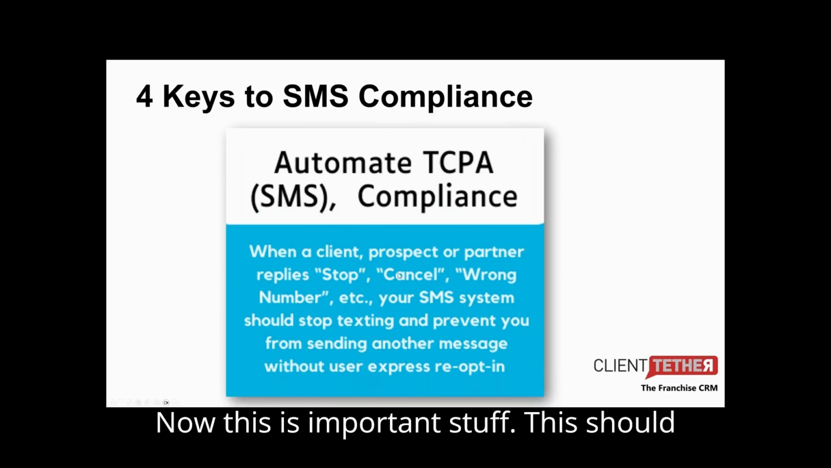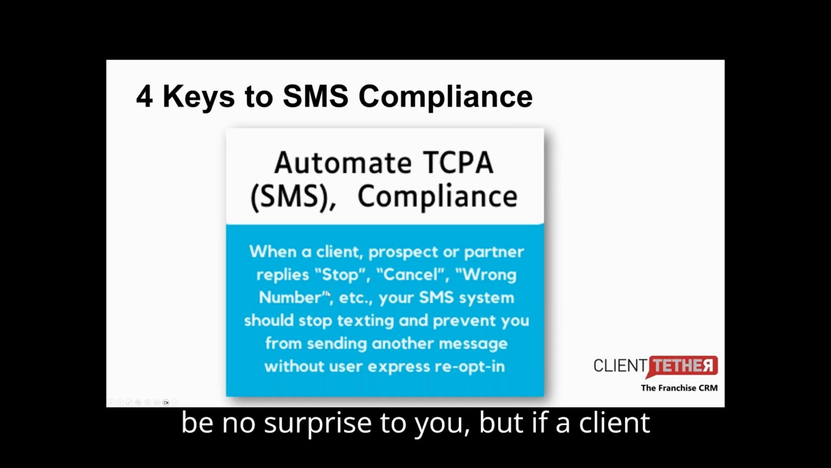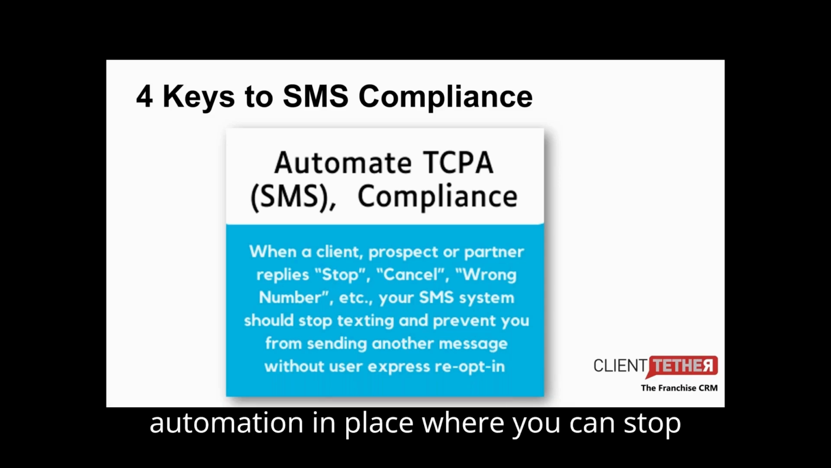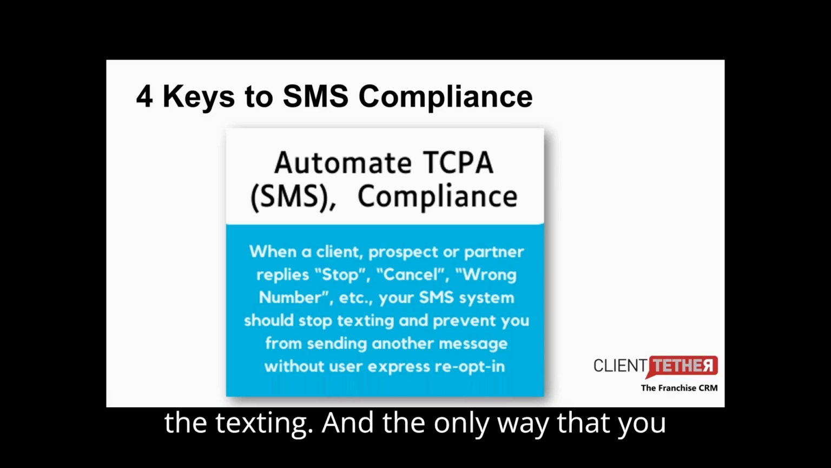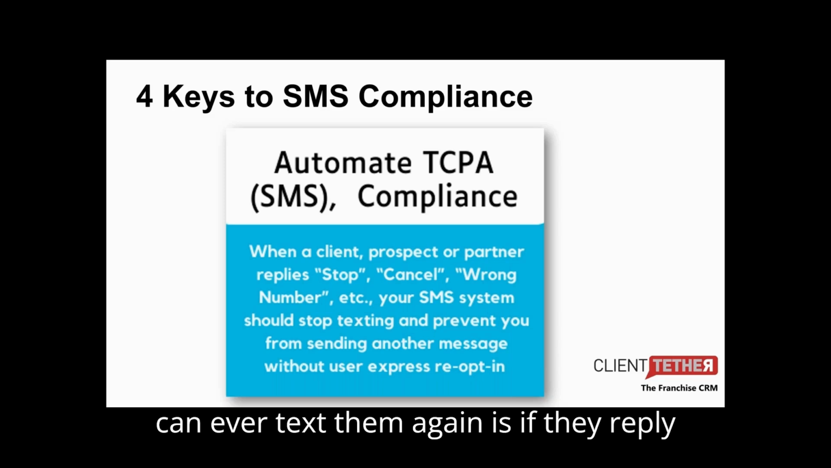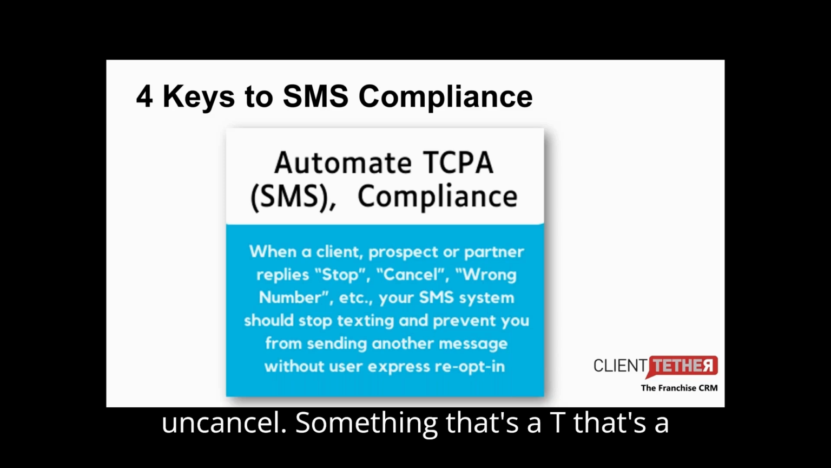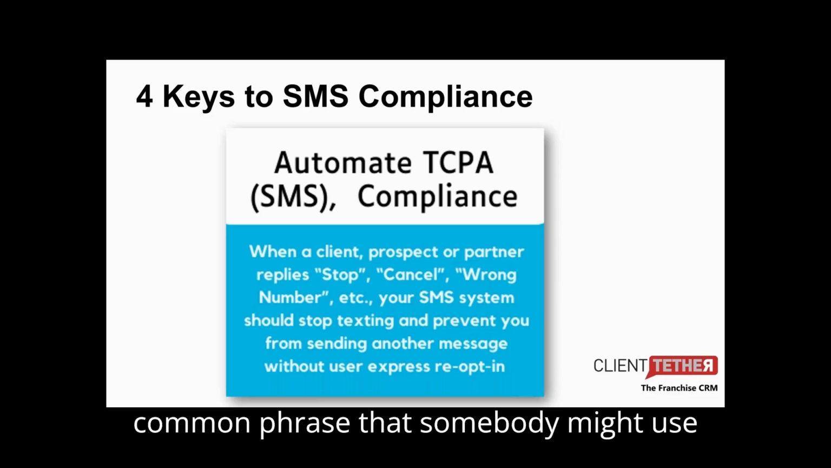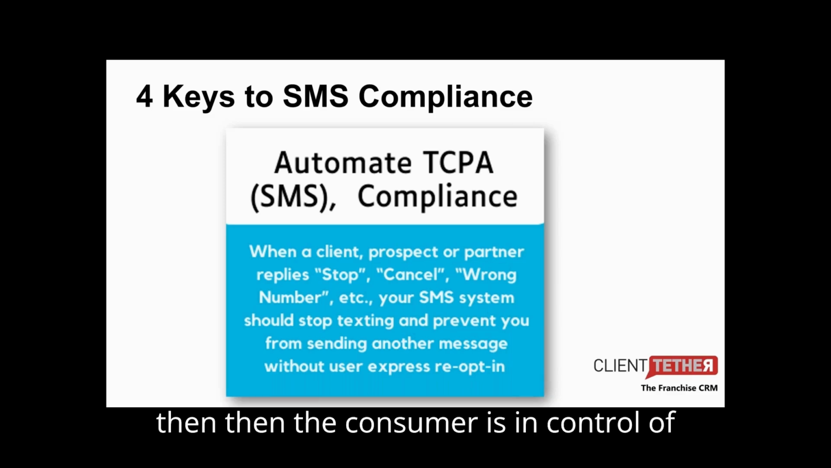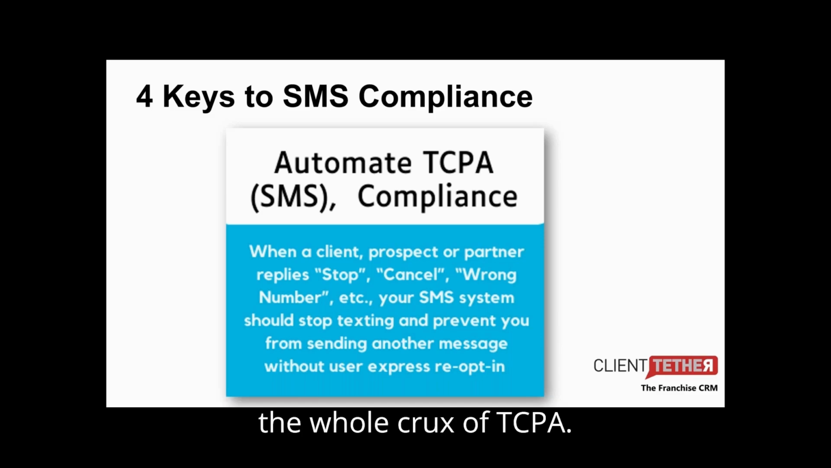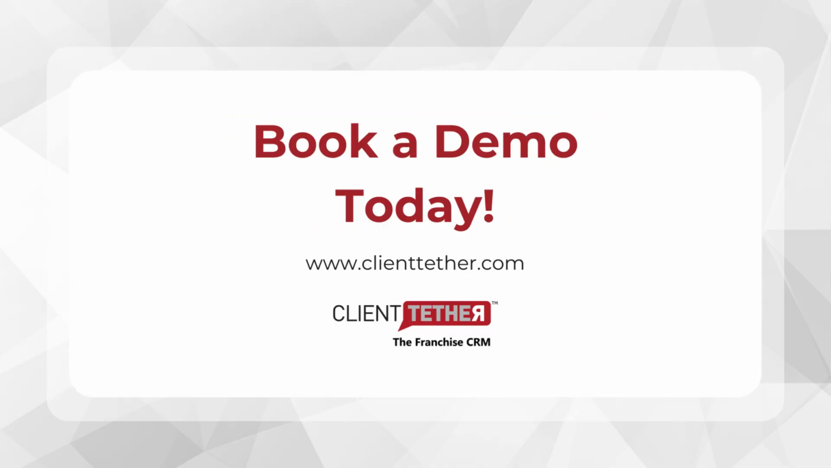Now, this is important stuff. This should be no surprise to you, but if a client replies wrong number, stop, cancel, F off, you really need to have some automation in place where you can stop the texting. And the only way that you can ever text them again is if they reply to you start, resubscribe, uncancel, something that's a common phrase that somebody might use. Then the consumer is in control of the opt-in, opt-out process, and that is the whole crux of TCPA.